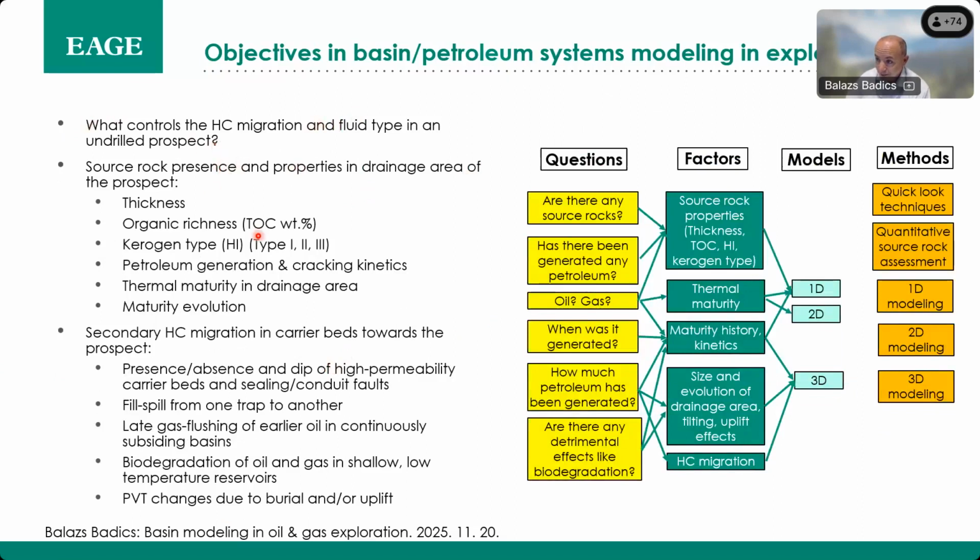I mean, the number one, of course, as we all know, is the source presence and properties in the drainage area of that single prospect, or the drainage area and the field spill mechanism towards that prospect. We have to understand, we have to map the thickness of the source rock as good as possible, the organic richness, TOC, kerogen type, hydrogen index, also the kinetics. Different petroleum generation kinetics should be tested. Different thermal maturity models should be tested.